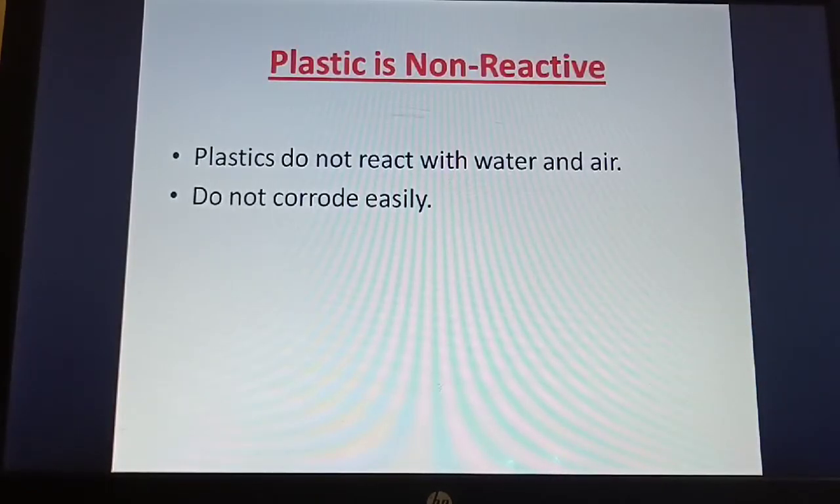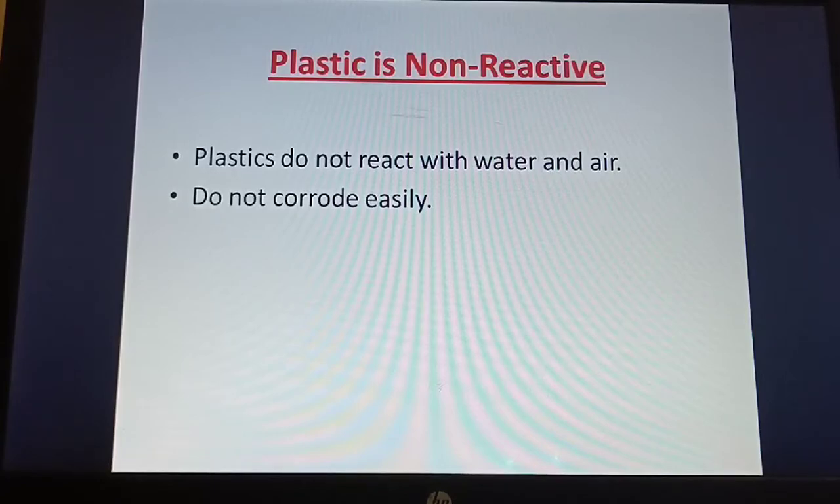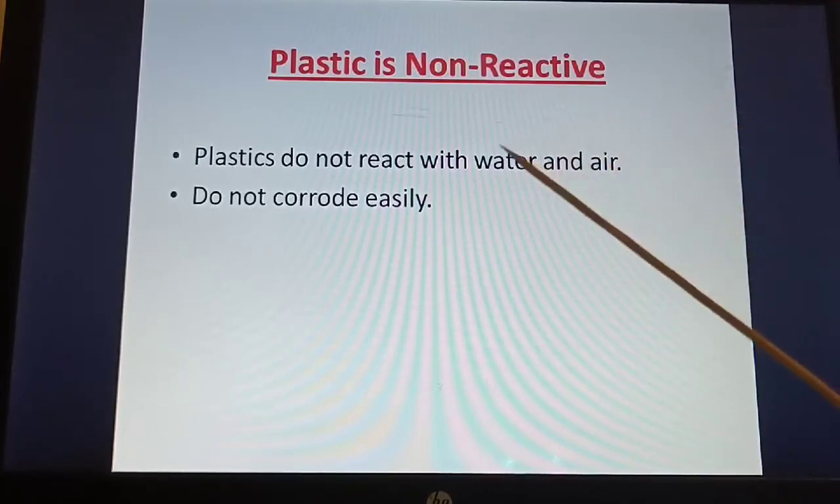Next, plastic is non-reactive. Have you seen iron getting rusted? If you see an iron nail or maybe other things, iron gets rusted, isn't it? Yes. But have you seen plastic getting rusted? No, isn't it? Yes, so plastics do not react with water and air. Okay, any type of plastic does not react with water and air, and does not corrode easily. Therefore, it is non-reactive.